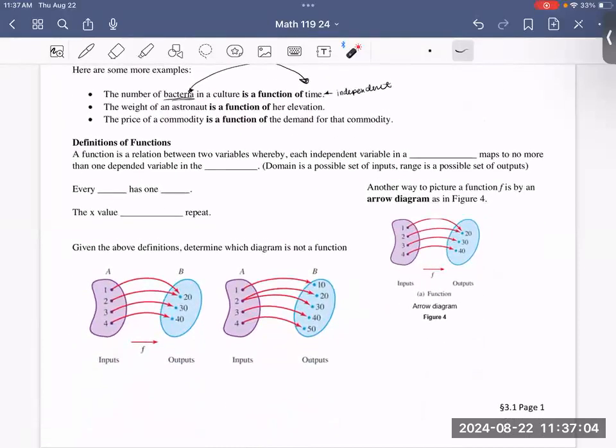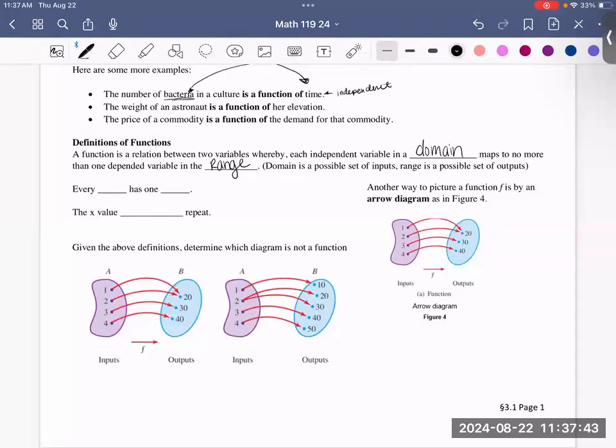Now, definitions of functions. A lot of our textbooks have very, very wordy sentences that are kind of hard to figure out what they actually mean. So for example, this one says a function is a relation between two variables whereby each independent variable in a domain, so all of the x values that are present, maps to one or more dependent variable in the range. That is, domain is a possible set of inputs and range is a possible set of outputs.